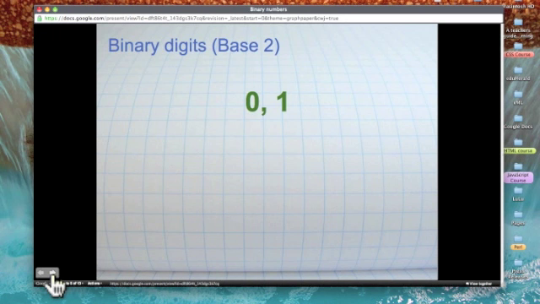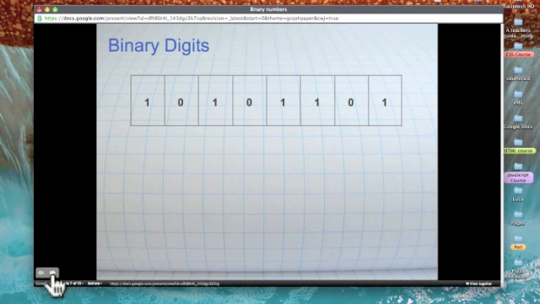The binary number system only has 2 digits, 0 and 1. Here we have a representation of 1 byte of computer memory. That is 8 binary digits. They are 1, 0, 1, 0, 1, 1, 0, 1. What does it mean? Well, let's find out.